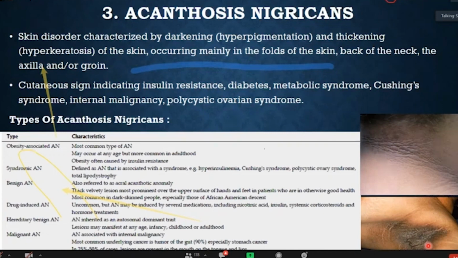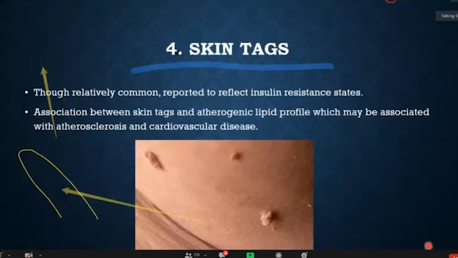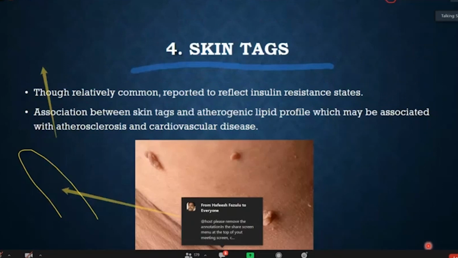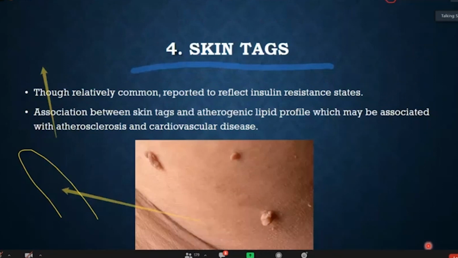Now, coming to the next marker, the skin tags. Usually we know they are benign, but sometimes skin tags can reflect insulin resistance states, or again a feature of metabolic syndrome, or they can be associated with atherosclerosis. So they are usually benign, but they can sometimes be associated with atherosclerosis.